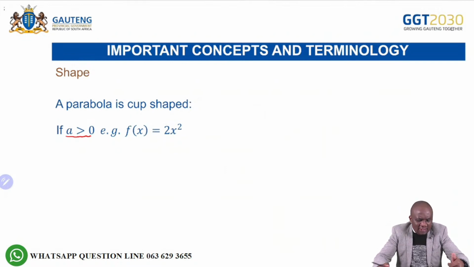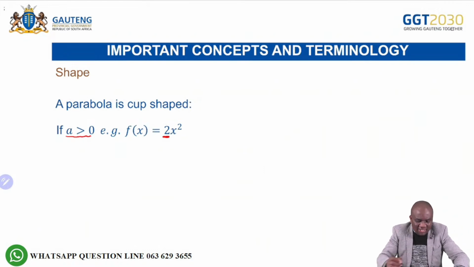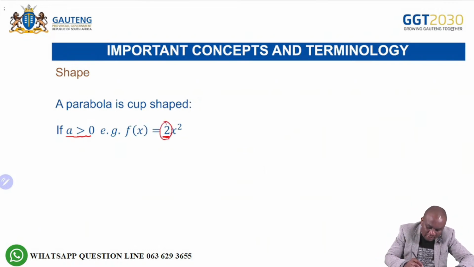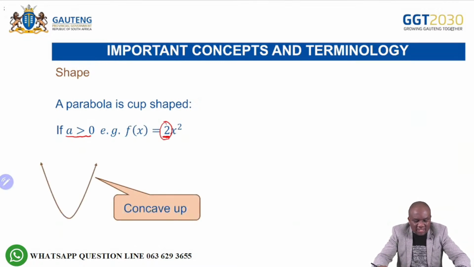So if a, the coefficient of x squared, is positive, like here, the 2 here, that's the coefficient of x squared, it is positive. If a is positive, our parabola or quadratic function is concave up. You must know these terms: concave up, concave down. So when a is positive, the parabola is concave up.